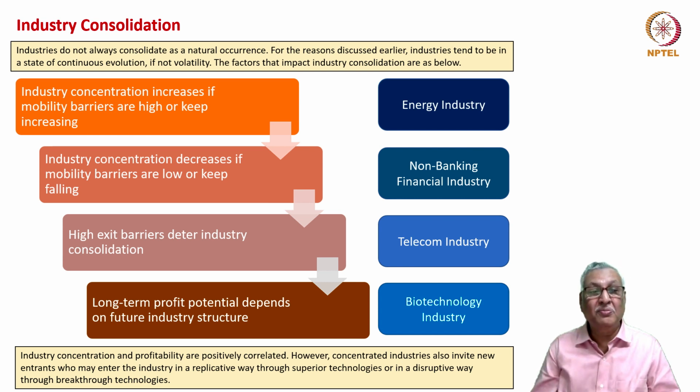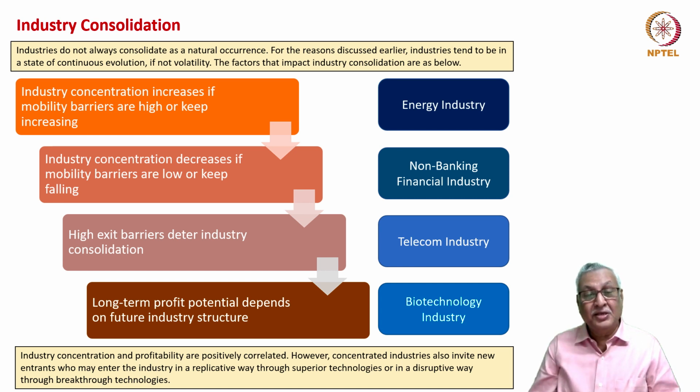This happens because the mobility barriers are high or keep increasing. However, if the mobility barriers are low or if they keep falling, industry concentration decreases. When the exit barriers in an industry are high, industry consolidation is deterred. Long-term profit potential of an industry depends on the future industry structure. Because industry concentration and profitability are positively correlated, we need to look at industry structure and the concentration versus consolidation level of the industry to be able to decide whether this industry is profitable or not.